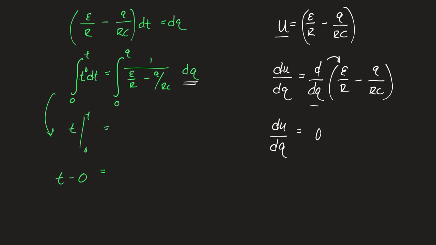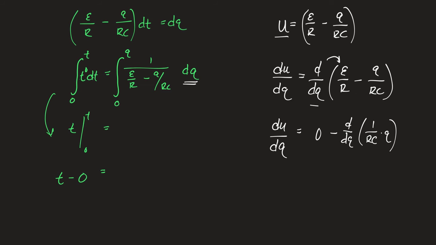Now I need to apply d/dq to Q over RC. Well, that wouldn't be any different than saying d/dx of 2x, which we've done something similar before. You would just take the 2 out and then take the derivative of x with respect to x, which means this would just be 2. Do the same thing over there. I'm going to take d/dq of 1 over RC times Q.